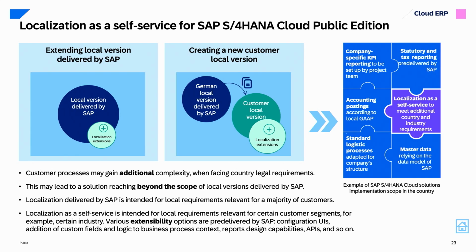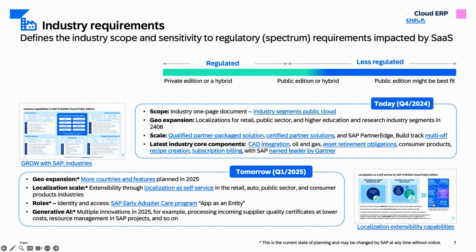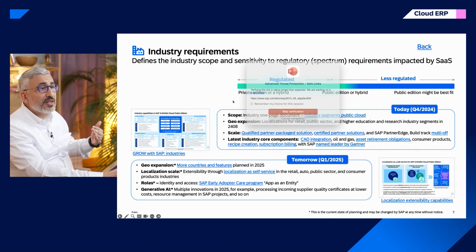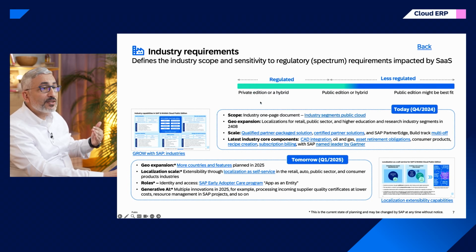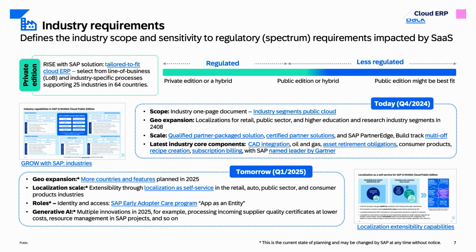I talk about localization as a self-service. It's a very interesting way forward that would help you to extend the scope of our localization, talking about country localization, talking about industry localization. So localization as a self-service will be your way forward to extend the local versions delivered by us, or create a new customer local version, and it is valid for countries as well as industries. So a lot of things you would expect from us, and at the end of the day, if all of these features are not possibly covering what you are looking for, probably you could think about private cloud edition that gives you a tailored fit type of functionality to help you in this regard.